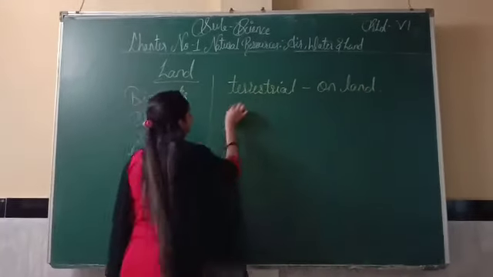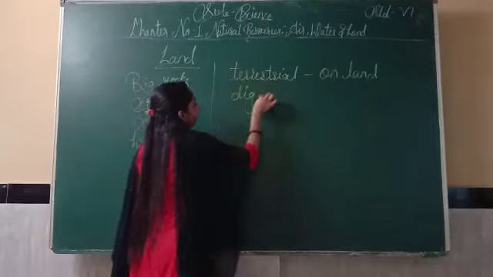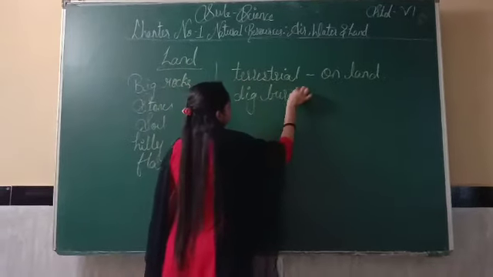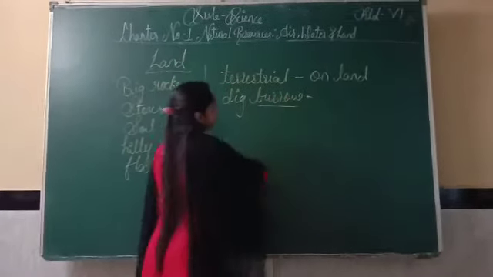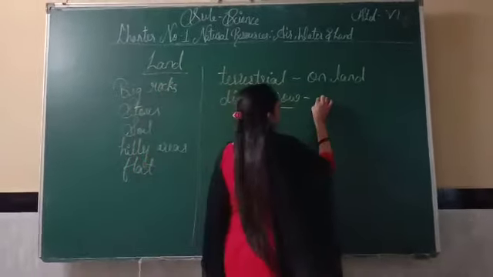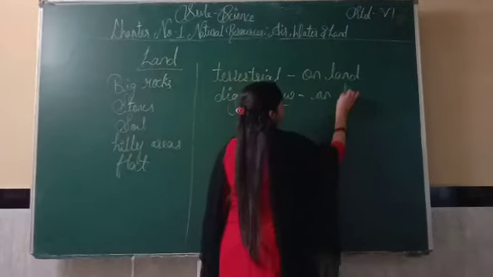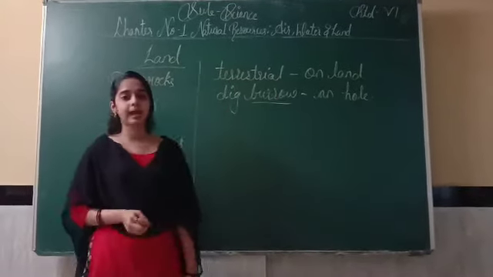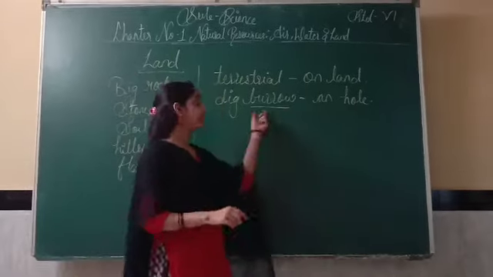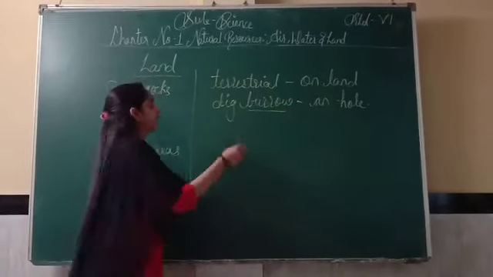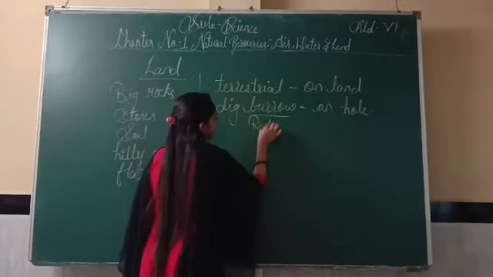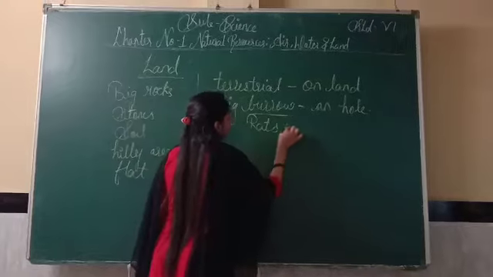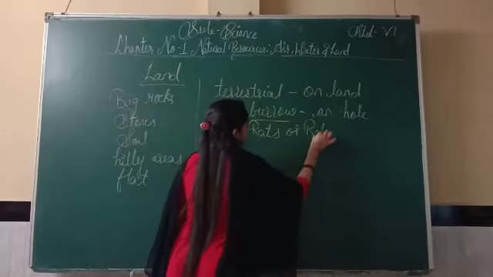Some animals dig burrows. Burrow means a hole. So some animals dig burrows, meaning they dig holes for staying there. For example, rats or rabbits.